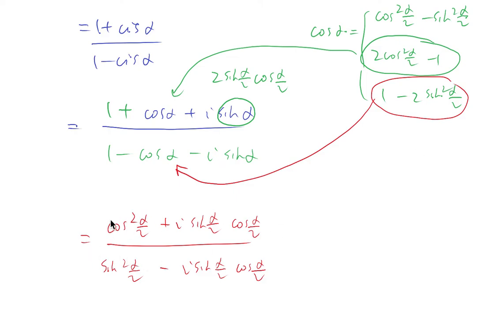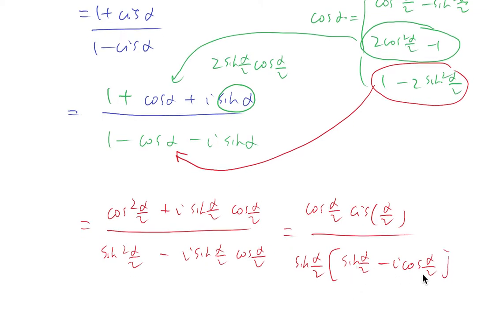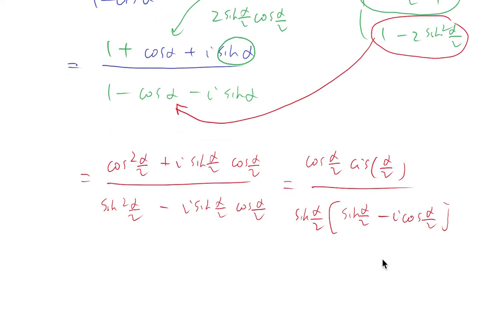On the top part you can easily take a cos alpha over 2 out, so that is cos alpha over 2 cis alpha over 2. Down the bottom you can take a sine alpha over 2 out, and we're left with sine alpha over 2 minus I cos alpha over 2. But this is in completely the wrong order, because cis is cos plus I sine. So what we're going to do is take the minus I out.